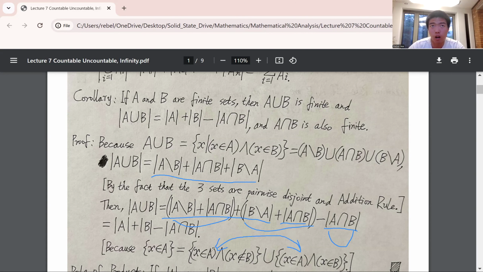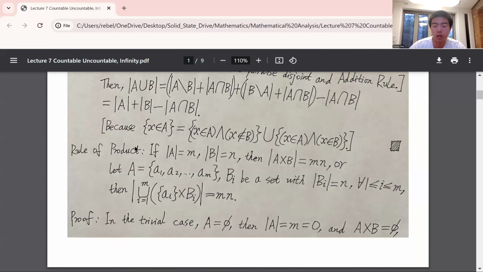So because they're pairwise disjoint, we just add them together. So we form A plus B, and we get that result in N. So we proved it. So we prove this corollary result. All right, and we'll talk about, it brings about a new concept.